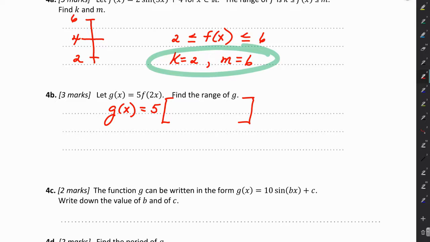So let's write that out. So we have 2 sine 3 times the x, I'm going to put a box where the x was in the f function, plus 4. And they're asking us, again, to replace this x with 2x. So 2x is going to go inside the box.